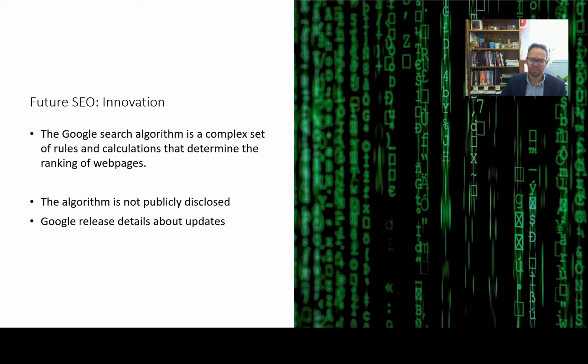The Google algorithm is not publicly disclosed. It's a very closely guarded secret. But Google do release details about the updates that they do. The reason they do this is to help marketing people like us to provide more value to them as a search engine. So it helps Google to help their customers, and in the end, everyone's better off for it.